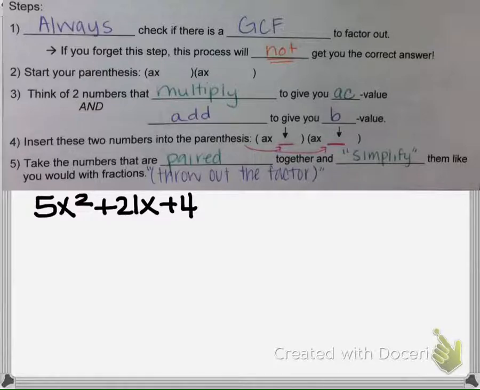The first thing, no matter what, when you're factoring, is you always want to see if there is a GCF. So if we look at 5, 21, and 4, we have to ask ourselves, is there a number that divides into all three of those terms? In this one, there is not. And they all do not have an x in their term. So we are going to skip step 1. There is no GCF in this problem.